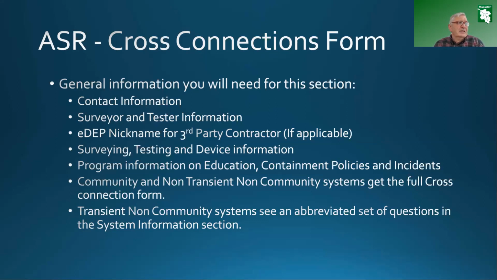You will need their surveying, testing, and device information to complete the form, and the activities that happened within the last year. There are also general questions on program information, education, containment policies, and any cross-connection incidents that happened within the last year. Community and non-transient, non-community public water systems get the full cross-connection section of the form. TNCs, transient non-communities, see an abbreviated set of questions for cross-connection. And actually the vending systems, if you are an operator for a vending system, there is a single question on your form to answer.